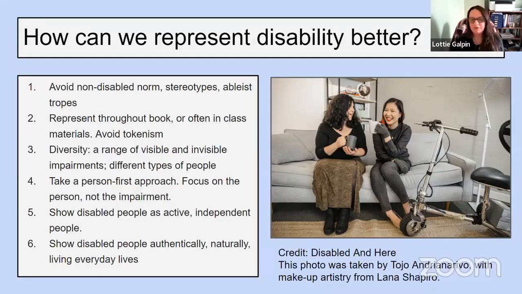Also take a person-first approach, so focus on the person and not the impairment. And finally, show disabled people as active and independent people, so rather than that passive stereotype, show disabled people authentically, naturally, just living everyday lives. It's part of that idea of having a unified reality of non-disabled and disabled people.